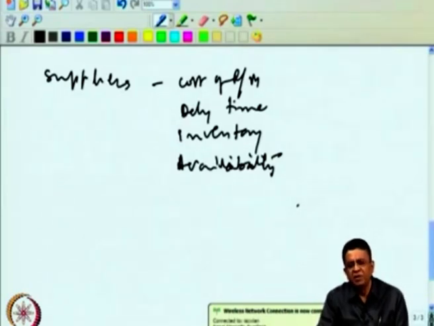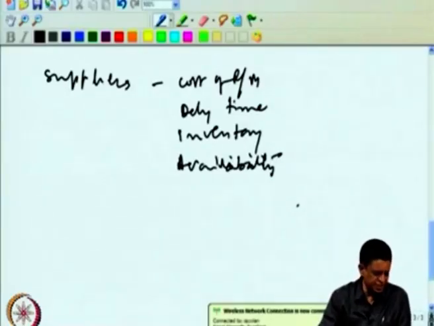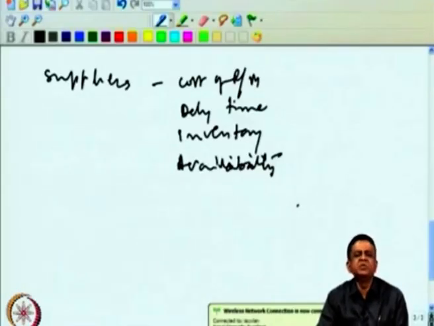Is he good on the delivery schedules, or is he falling back on the delivery schedules? That is going to impinge on the performance of your production lines. And similarly, what is the type of inventory he expects you to keep?